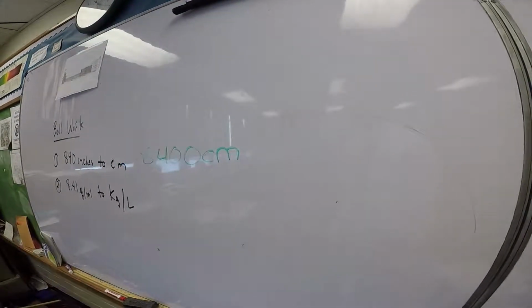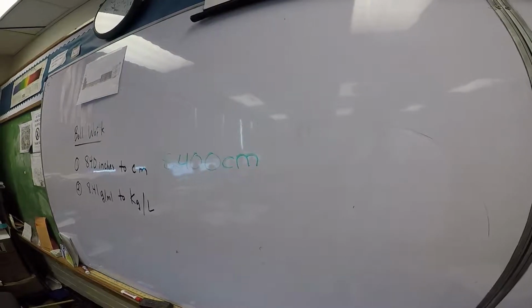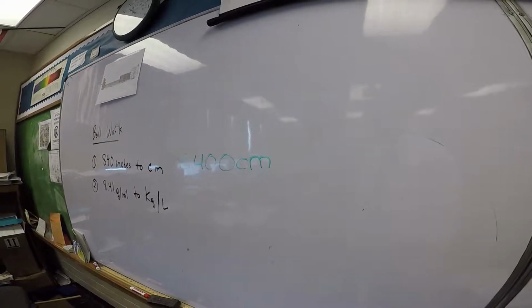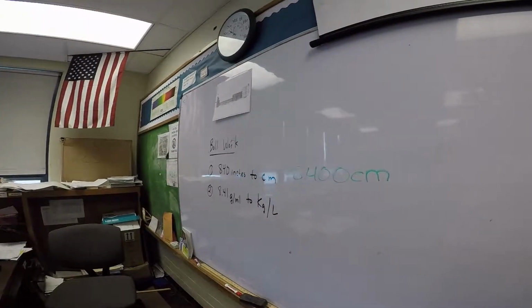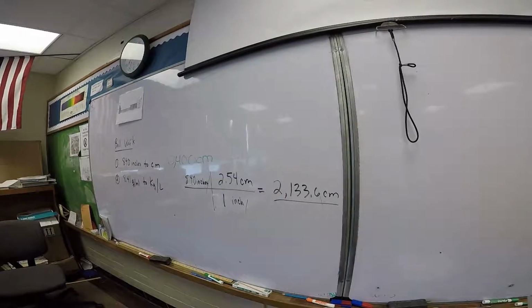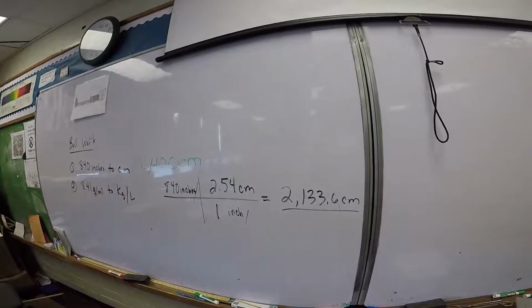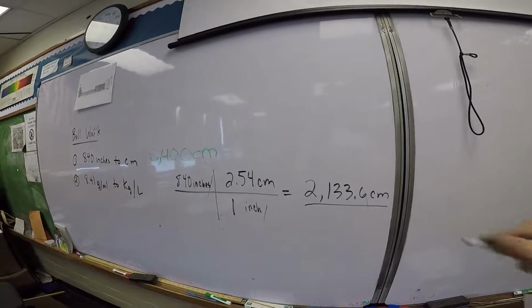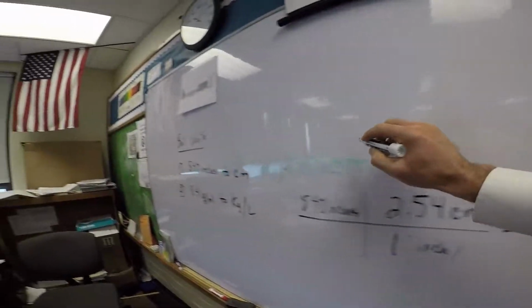PT came up with 8.400 centimeters, converting 840 inches to centimeters. Okay, so the answer is 2,133.6 centimeters. Close, TT. So you might want to try number 2.